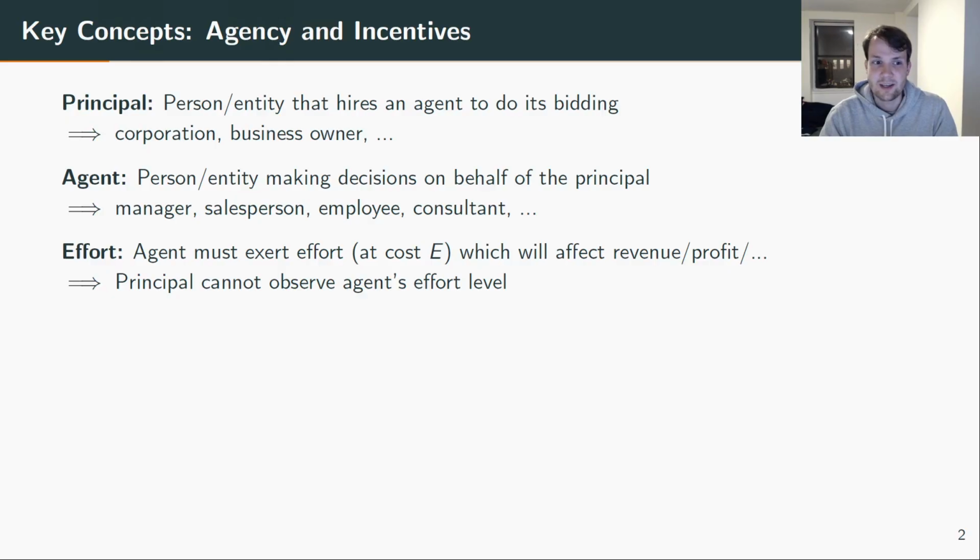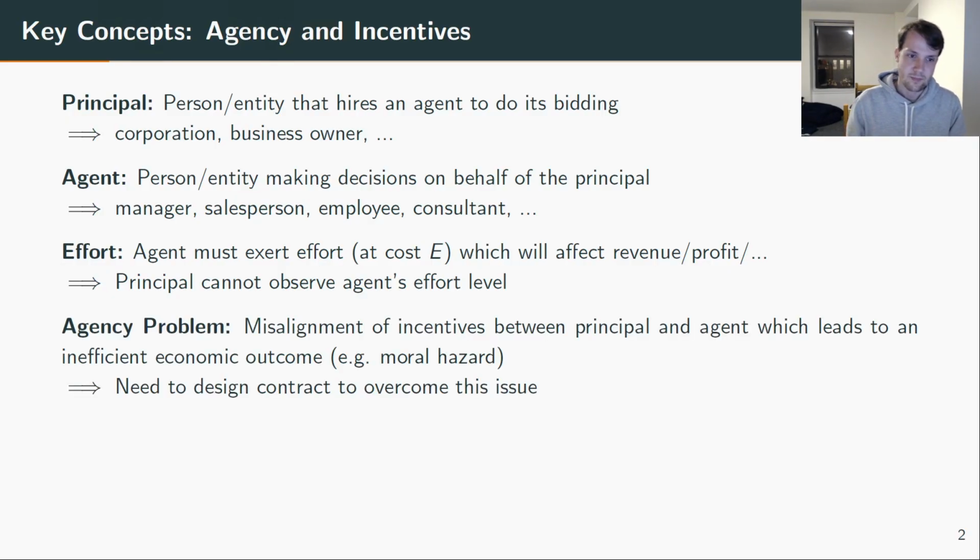And this is what really makes this problematic, because we don't really know. We would like to say we're only going to pay you if you work hard, but we cannot do that. So in order to get around this, we have to write a contract that hopefully makes them work hard. All of this unobservable effort gives rise to this agency problem. It's a misalignment of incentives. Whatever the agent would want to do might not necessarily be in the best interest of the principal. So what we have to do is derive or write a contract that aligns these incentives.